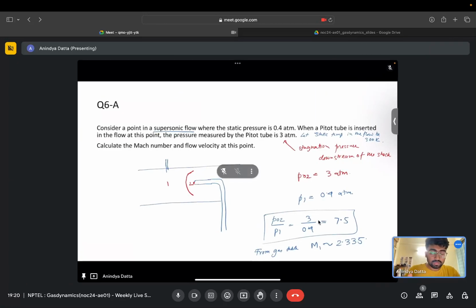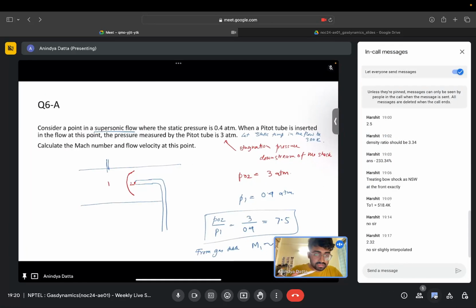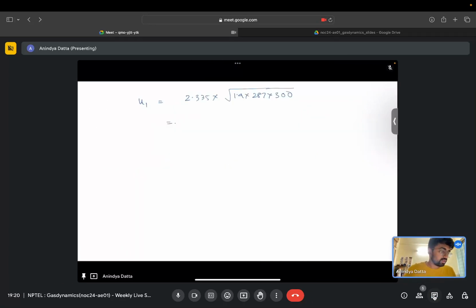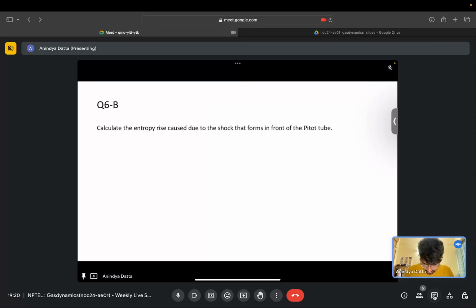So use of gas tables in normal shock problems is very useful, because in this kind of problem you don't need to apply and memorize these complicated formulas. Is this clear? Any questions or doubts? Okay, cool. This is a simple calculation computing the velocity. You can do that. I will give the final answer when I upload the final PDF, but you can get the answer easily.